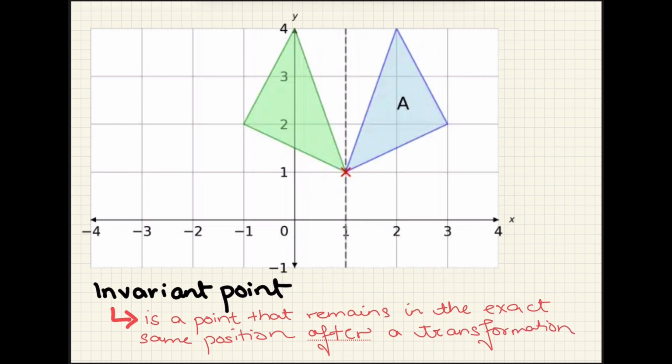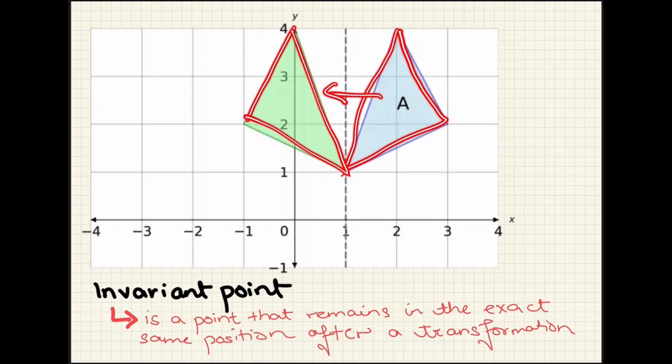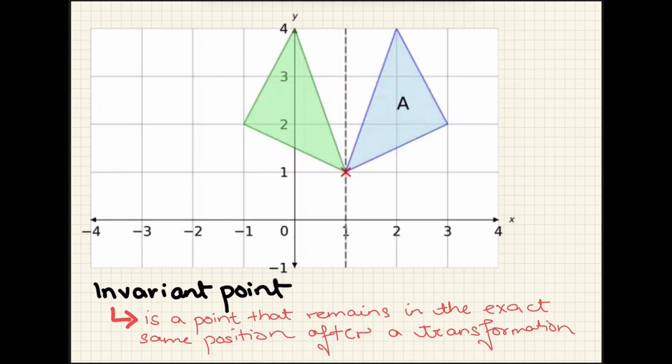So let's look at this example. So triangle A is mapped onto this green triangle. Let's call it A prime. This is A prime, okay? So this is our object and this is the image.